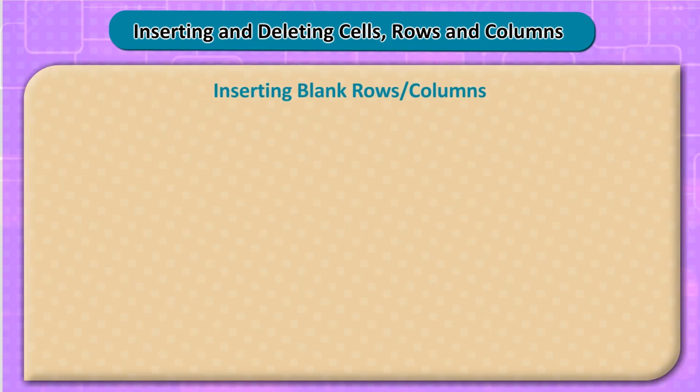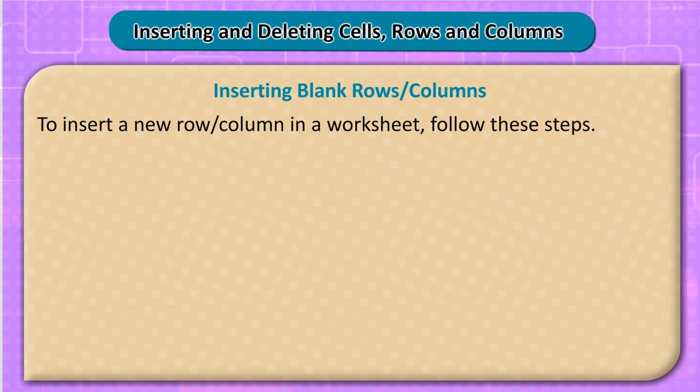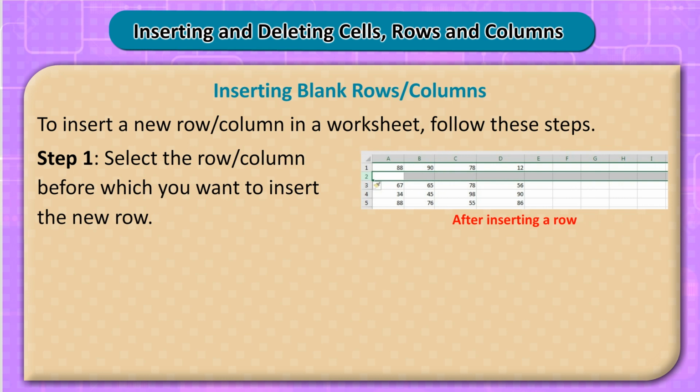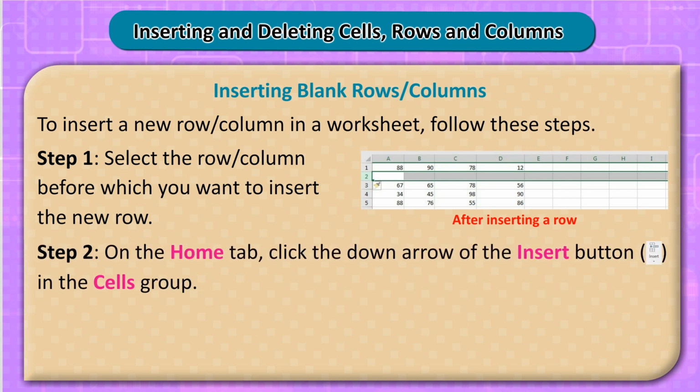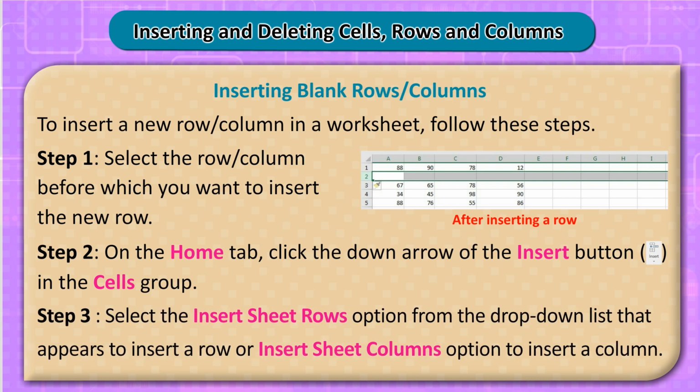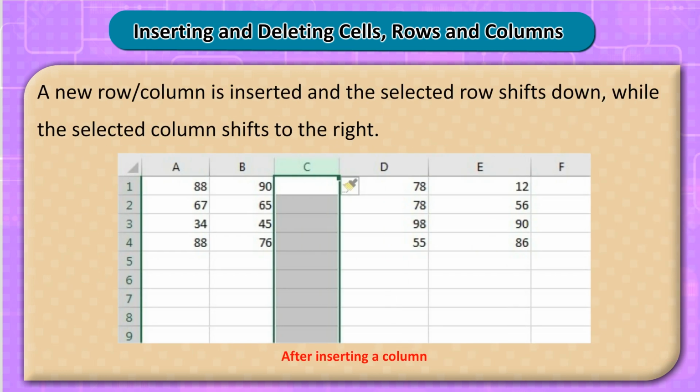Inserting blank rows/columns. To insert a new row/column in a worksheet, follow these steps. Step 1. Select the row/column before which you want to insert the new row. Step 2. On the Home tab, click the down arrow of the Insert button in the Cells group. Step 3. Select the Insert Sheet Rows option from the drop-down list that appears to insert a row, or the Insert Sheet Columns option to insert a column. A new row/column is inserted and the selected row shifts down, while the selected column shifts to the right.